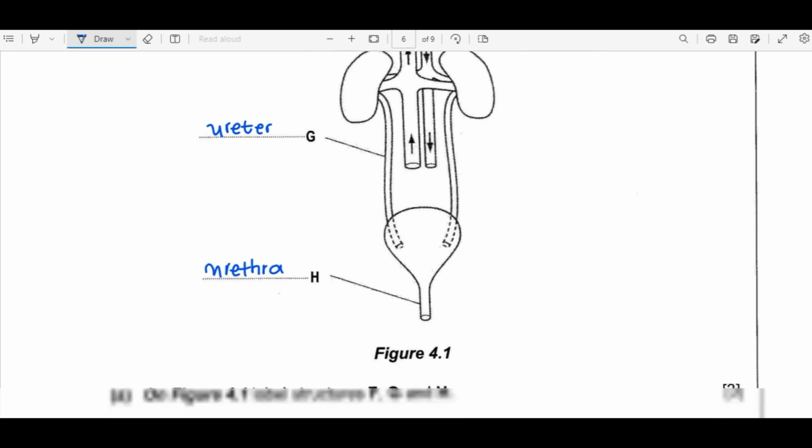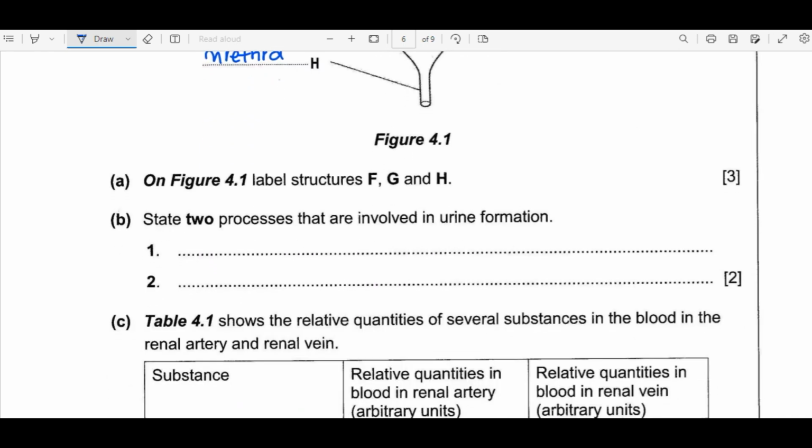We move on to B. State two processes that are involved in urine formation. So the first one, we have ultrafiltration, or pressure filtration. Then the second one is selective reabsorption.